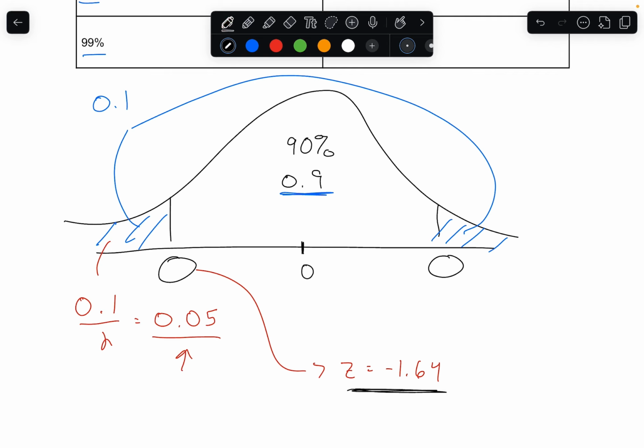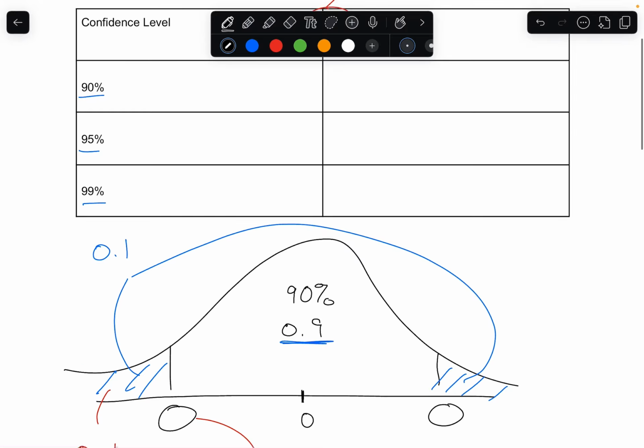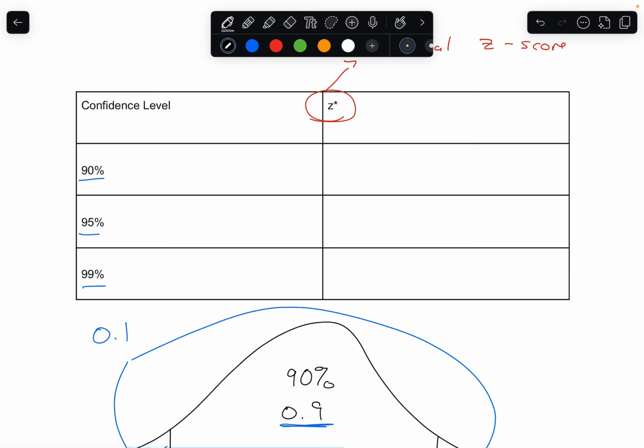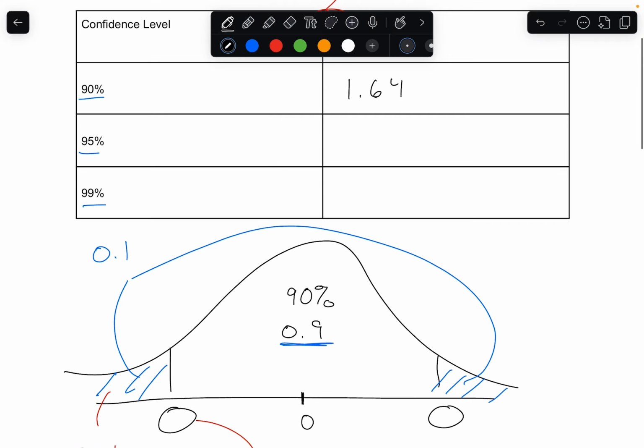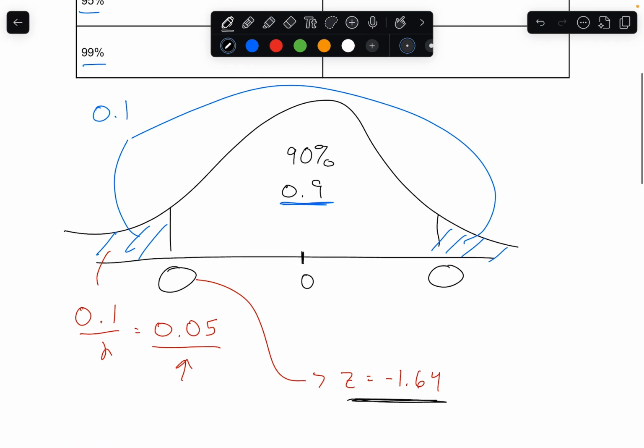So I'm going to leave this as positive 1.64. So the z-score corresponding to 90% is 1.64. One thing I want to show really quickly too is that this z-score over here should be positive 1.64, just to show that.